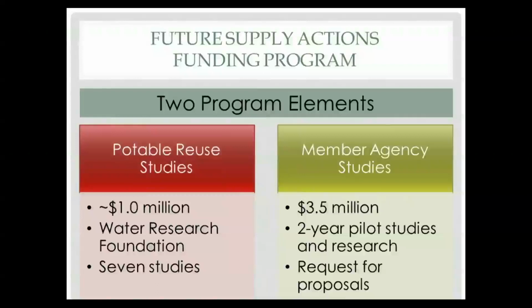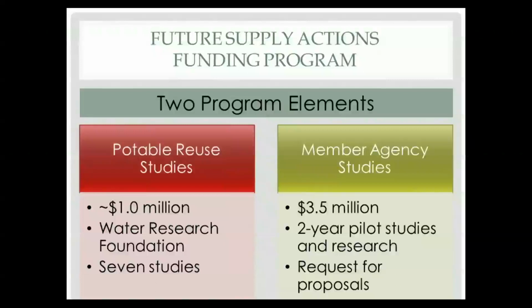And moving forward, the Future Supply Actions Funding Program has 2 program elements. The first one is funding for 7 potable reuse studies with the Water Research Foundation under their Advancing Potable Reuse Initiative. And we recently signed the agreement with them for those studies. We're investing about $1 million, and those studies will be hitting the streets in the near future. Those are being managed by the Water Research Foundation, and we're one of several funding partners. One of the other large funding partners for that initiative is the State Water Resources Control Board.